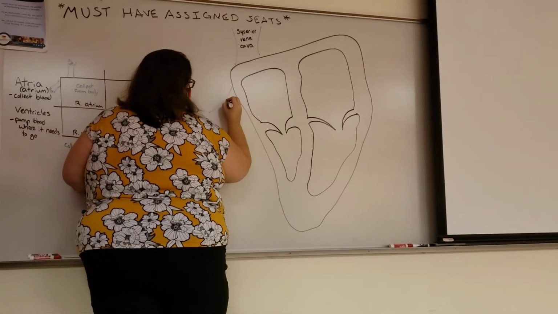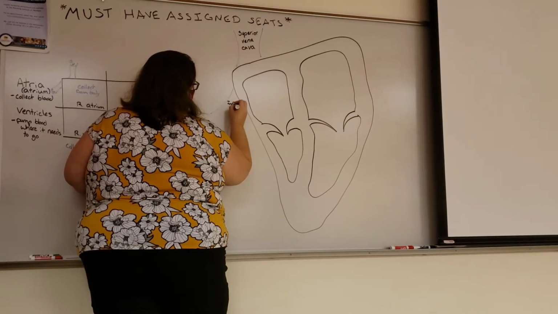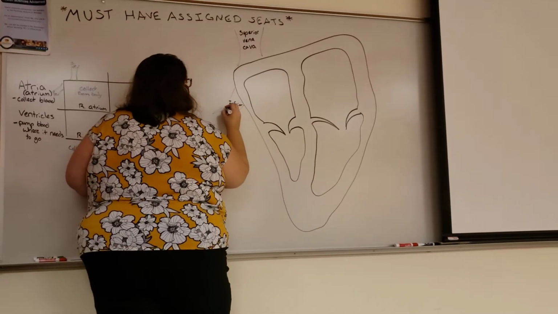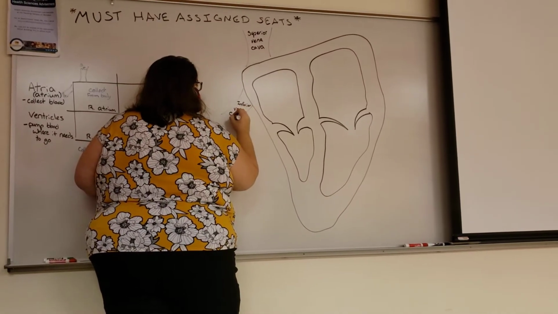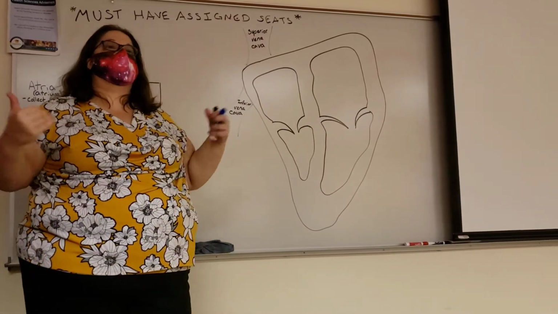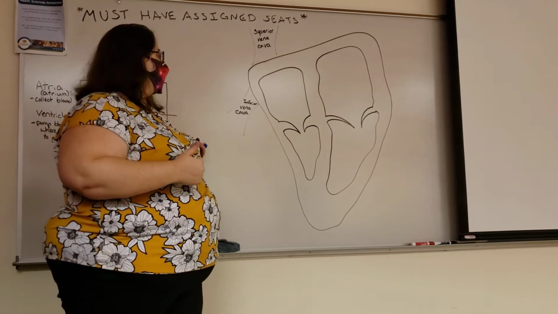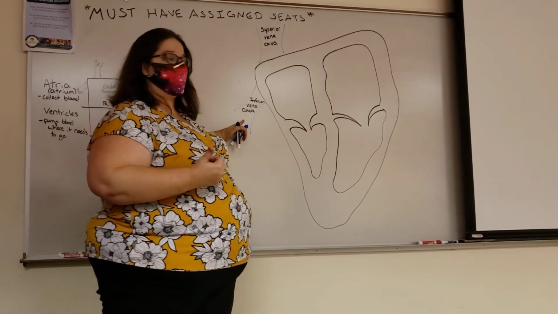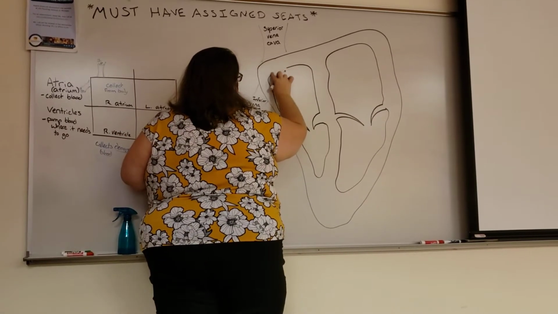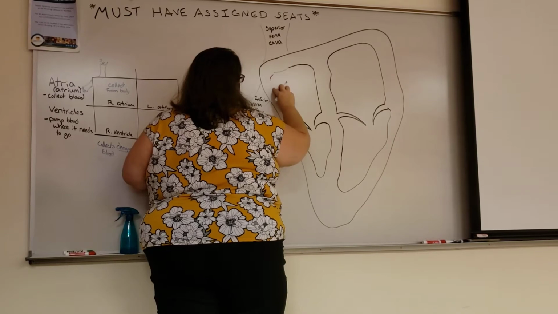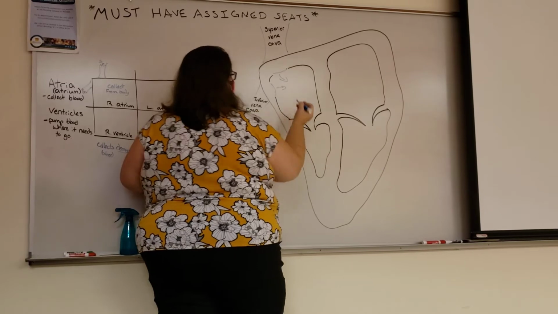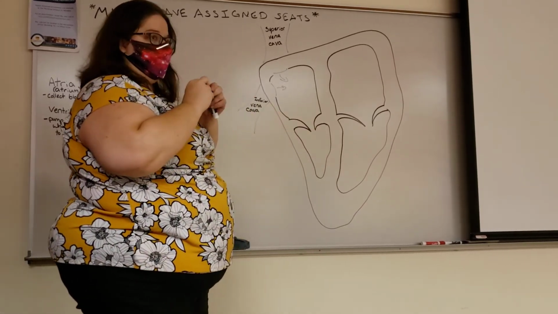And then you have the lower one, which is inferior, right? That was your anatomical term for below. So all the blood that's coming back to your heart from below your heart is coming back from your inferior vena cava. All this blood is going to happily come back into your heart, into your right atrium.